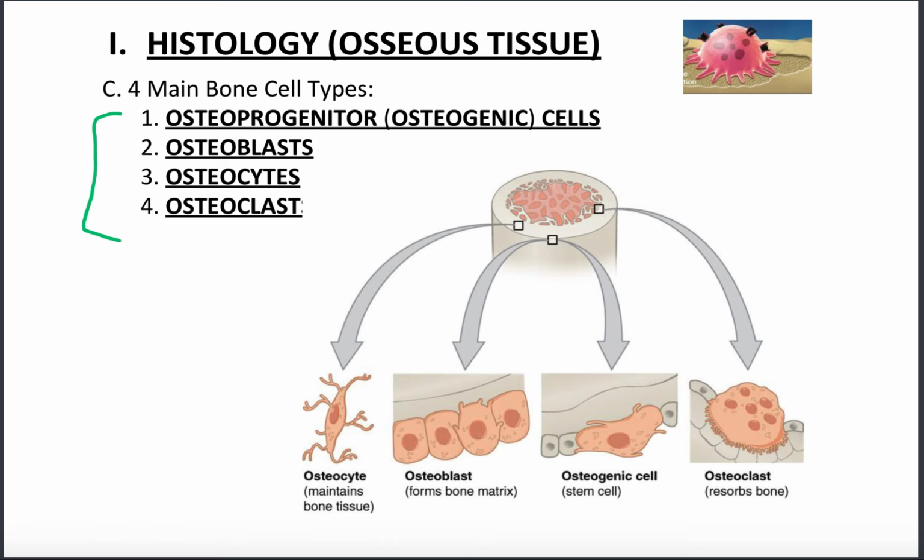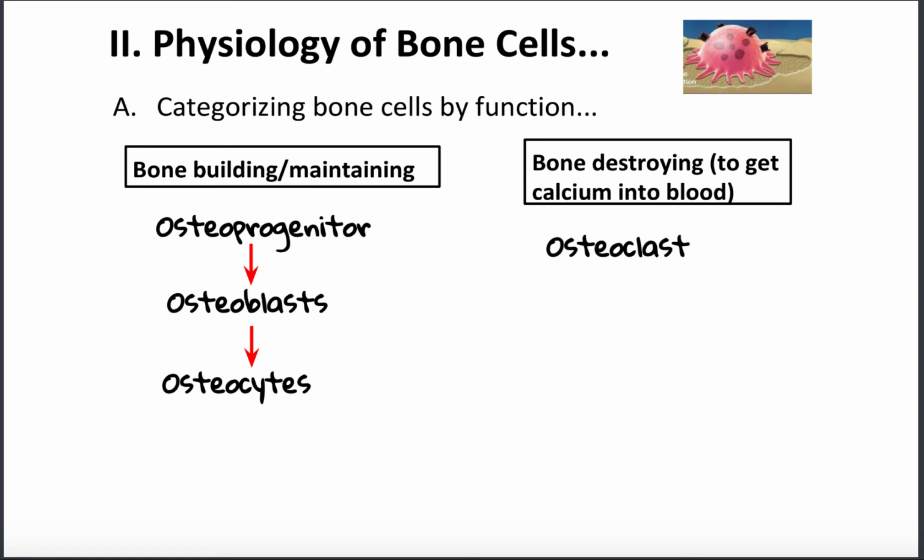The osteoprogenitor cells are given a ton of weird names. Sometimes it's called bone stem cells. Sometimes it's called pre-osteoblast, and we'll get into why it's called those things in a little bit. Okay, so let's go over the jobs of these actual bone cells, these four main bone cells. And I kind of like to put them into two main groups. So the osteoprogenitor cells, osteoblasts, and osteocytes, those are all about keeping the bone alive and strong.